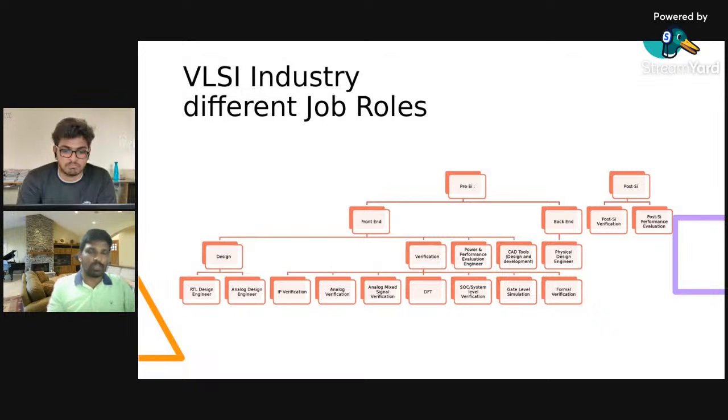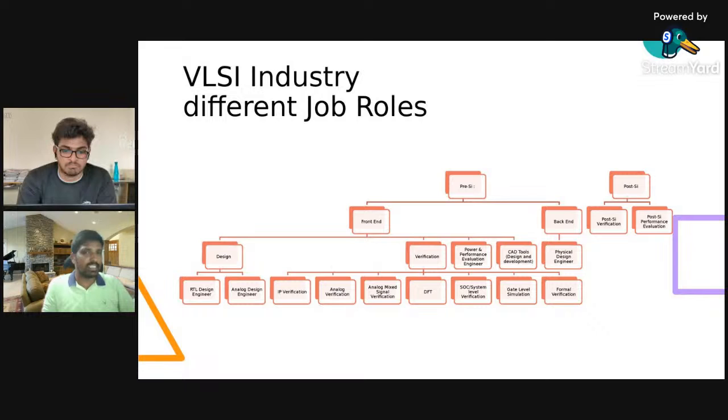So if we move ahead, once you understand the ASIC design flow, we can understand what the different job roles available in the industry are. As I said, I have categorized them into pre-silicon and post-silicon for better understanding. In the pre-silicon there is the front end and the back end.